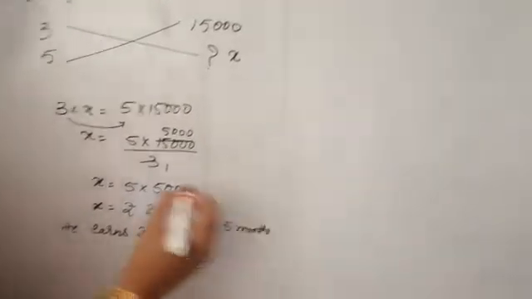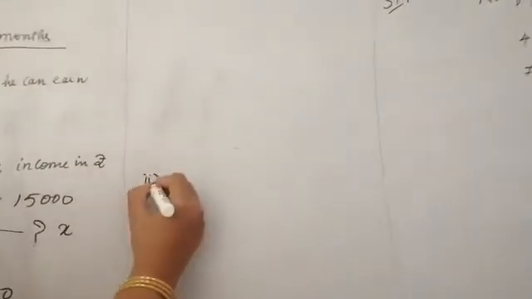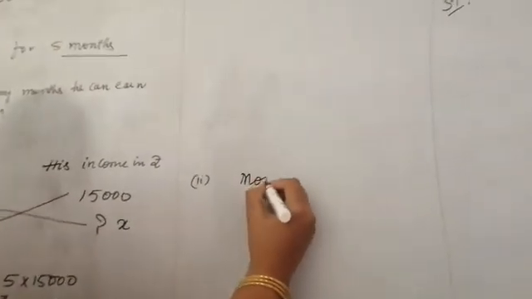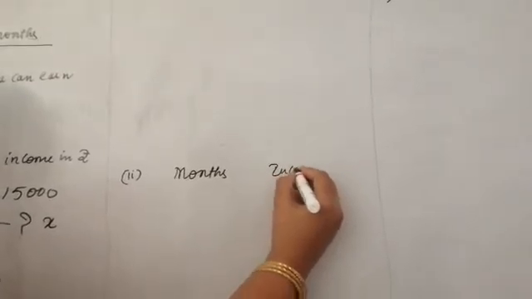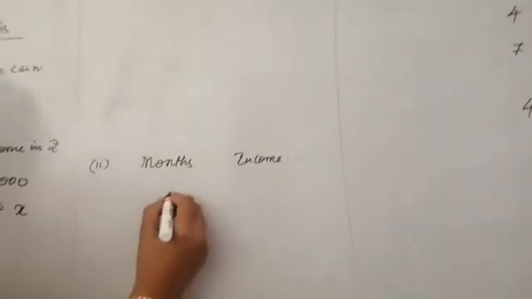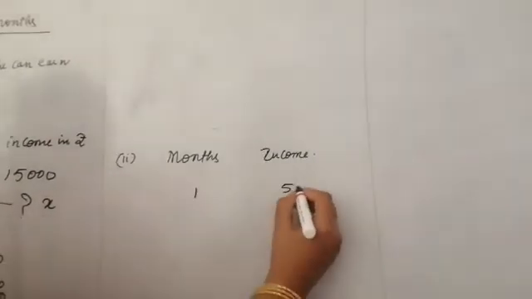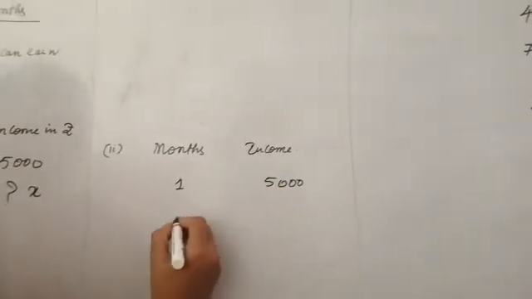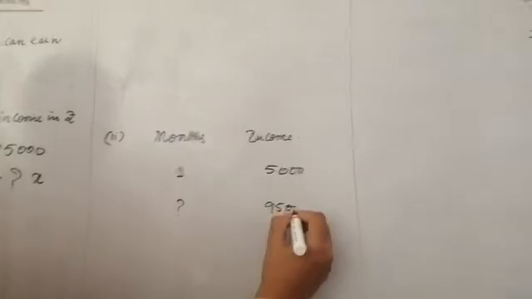Now one more question is asking. Second bit I'll explain you here. Second bit he's asking in how many months he can earn 95,000. Again he's dealing about months and income. For 1 month he is earning how much, children? 5,000 rupees. For 1 month he is earning 5,000 rupees. For how many months will he take to earn 95,000?